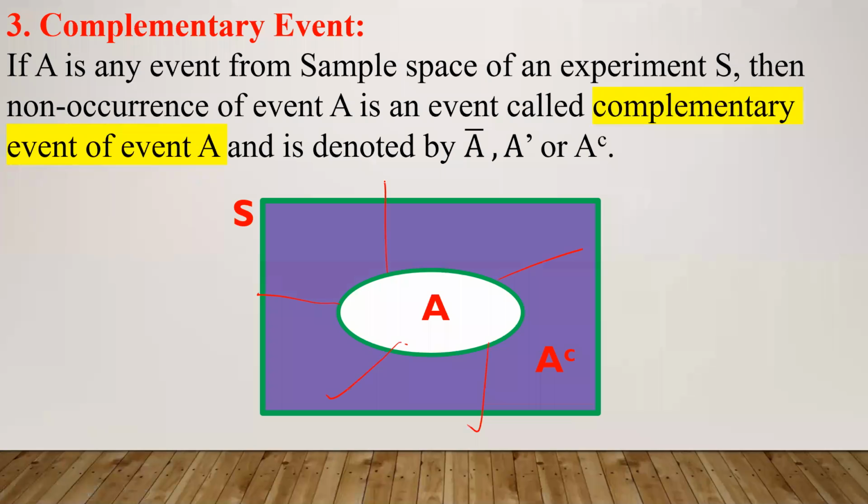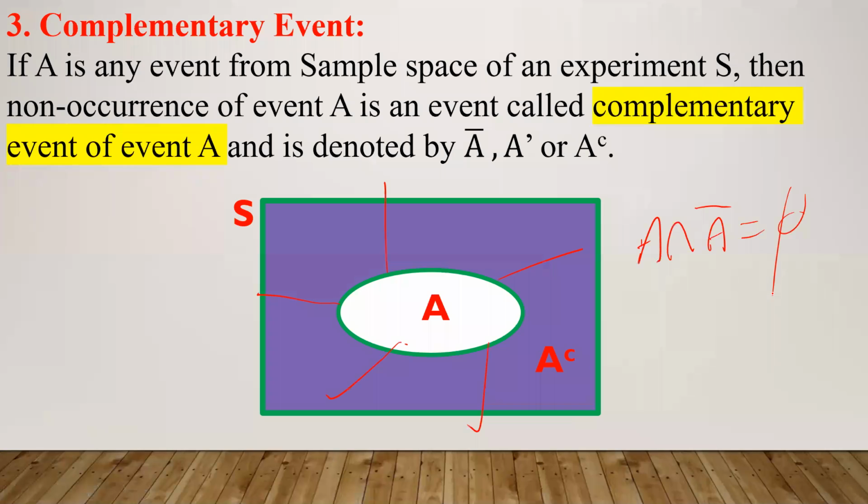They are the complements. So A and A complement cannot occur together, correct? Because whatever is in A is not in A complement. That is the way it is defined. A complement is outside A. So A and A complement cannot occur together. There is nothing common to them. So they are mutually exclusive events. A intersection A complement is empty.